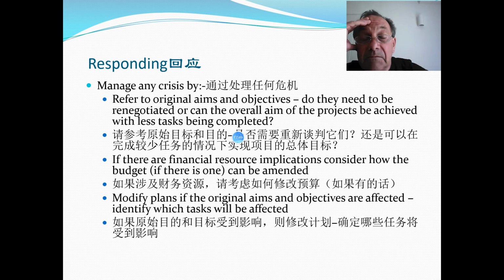So clearly, when Ruskin wanted to add tasks to the project brief, what we were able to do was go back to them, discuss with them and explain that we didn't have the resources to carry out all of those new activities. So the key thing is to look at what the original aims are and to modify the plans if the original aims and objectives were affected.